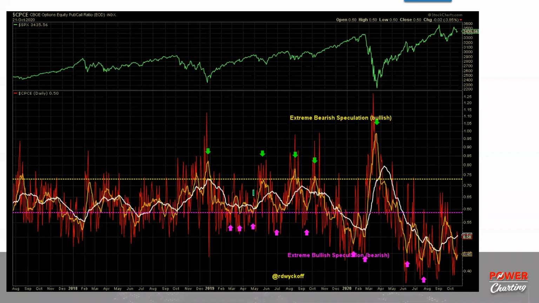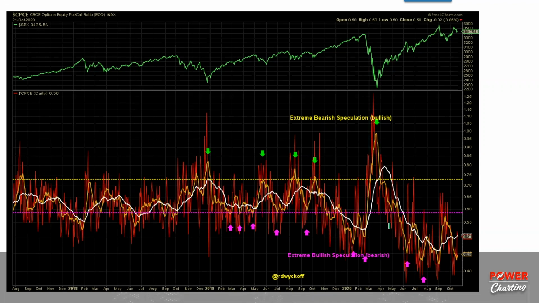Now, a most important chart, you've seen it before. I've added some more data here. This is the put-call ratio, CBOE options equity put-call ratio, and I want to give you a sense of the historic nature of the extreme of call buying that has taken place here in 2020.